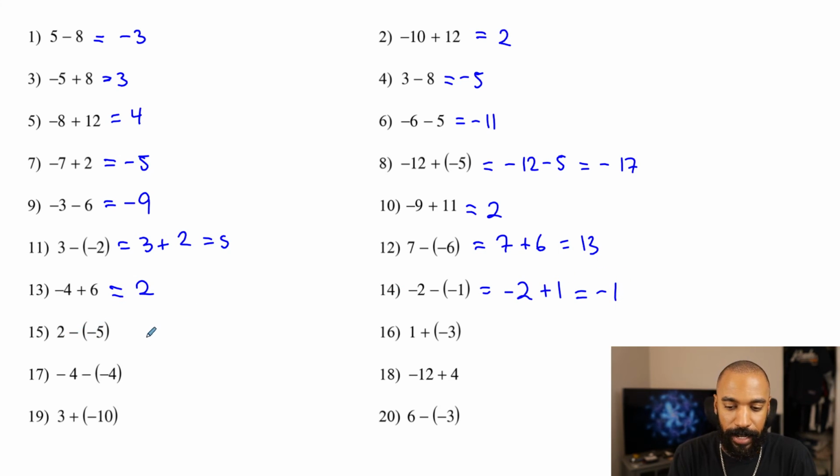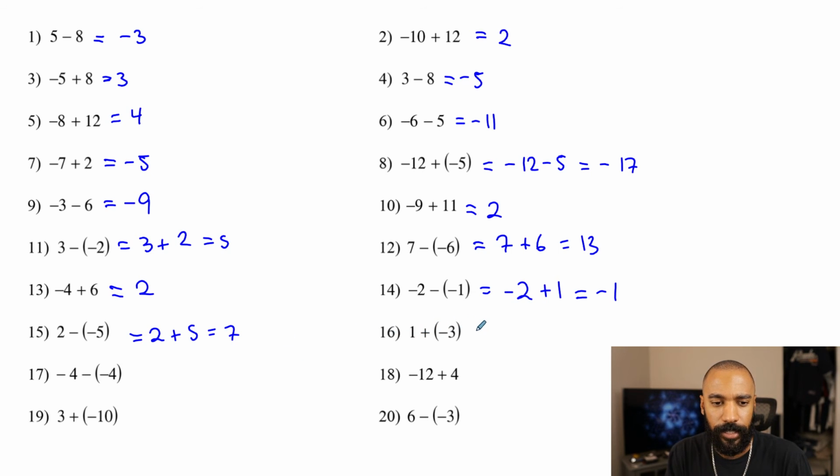Number 15, 2 minus negative 5 is 2 plus 5, which is 7. Number 16, 1 plus negative 3 is 1 minus 3. Negative number bigger, so the result's negative. It is a subtraction, so think 3 minus 1. 3 minus 1 is 2. We get negative 2.